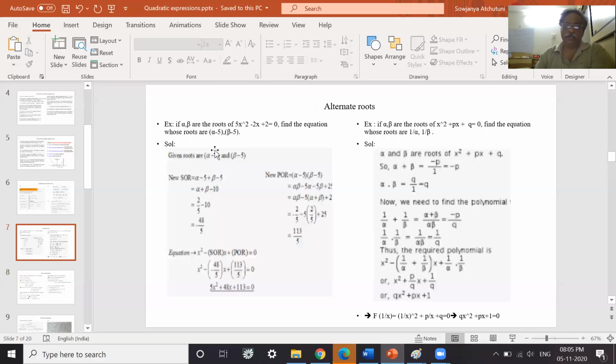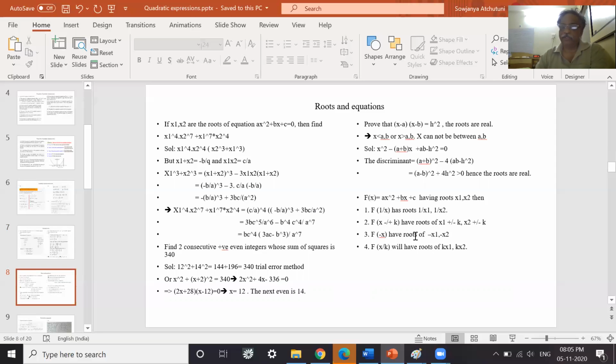Here we have seen I have put x plus 5 because it is alpha minus 5. Here also x plus 5. So the signs here will vary. Suppose I want roots minus x1, minus x2, I put f of minus x. If I want kx1, kx2 roots, if I put x by k in place of x, I'll automatically get roots kx1 and kx2. These are some shortcuts for changing roots. Let us see some examples here.